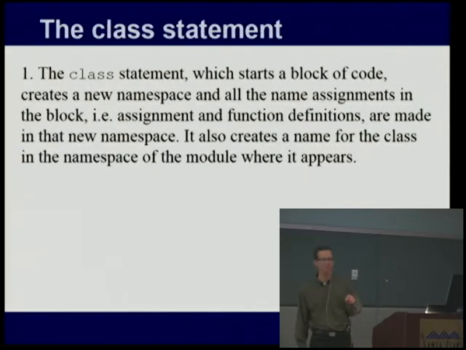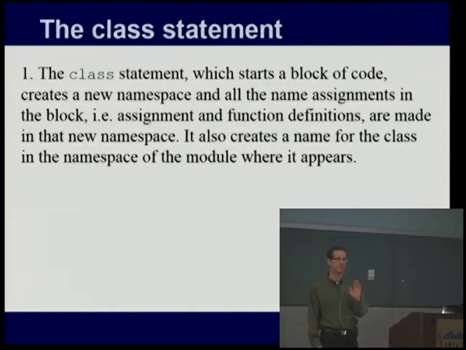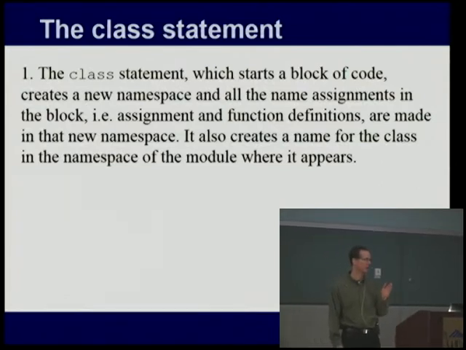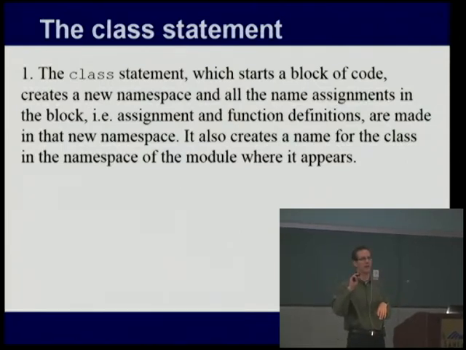So the class statement starts a block of code, and it creates a new namespace. All the namespace assignment operations that happen in there, which are, you know what they are, almost all of them, happen in that new namespace. Then the name of the class gets put into our current namespace with all of those attributes hung off of it.